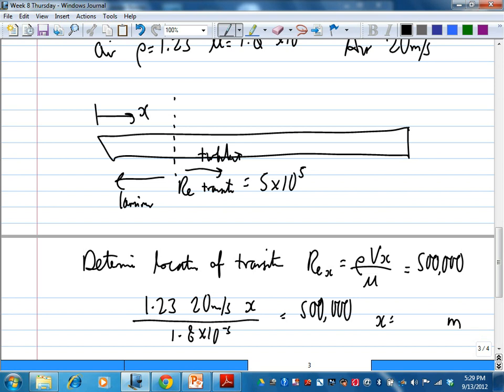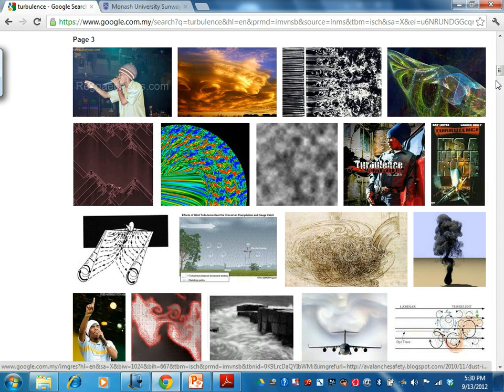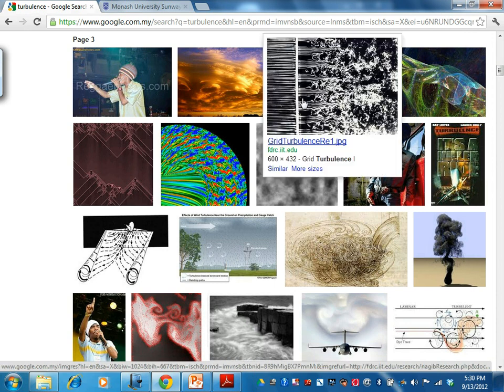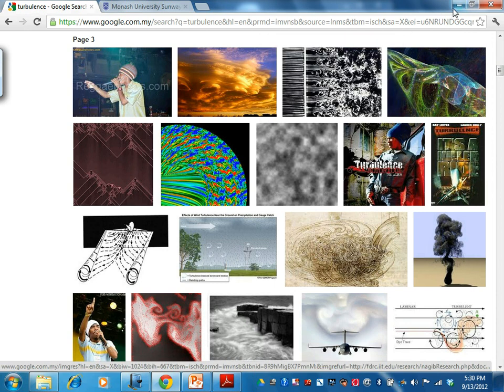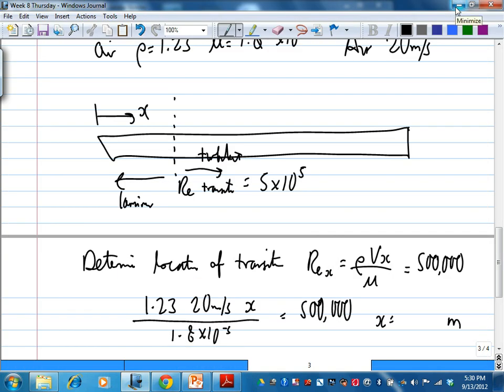Alright, but in fact, if you see the picture, where's the picture? If you see the picture, there is a transition zone. See? Here, laminar, there's some transition, and then it goes to turbulence. Right? Unless otherwise told. What's the answer? 0.366 meters. Okay?